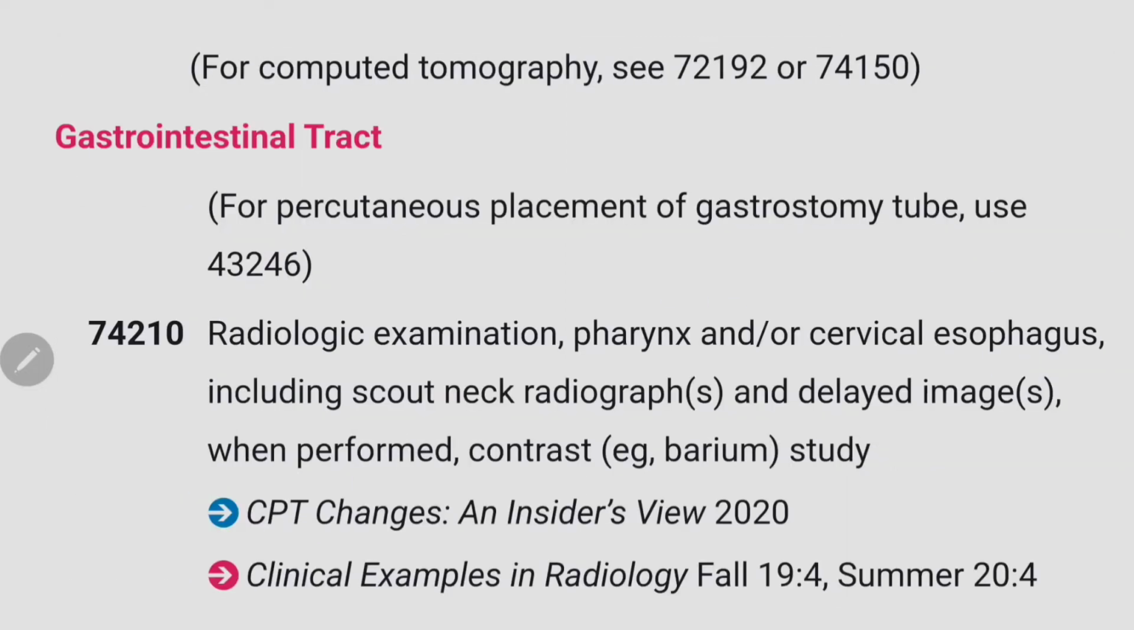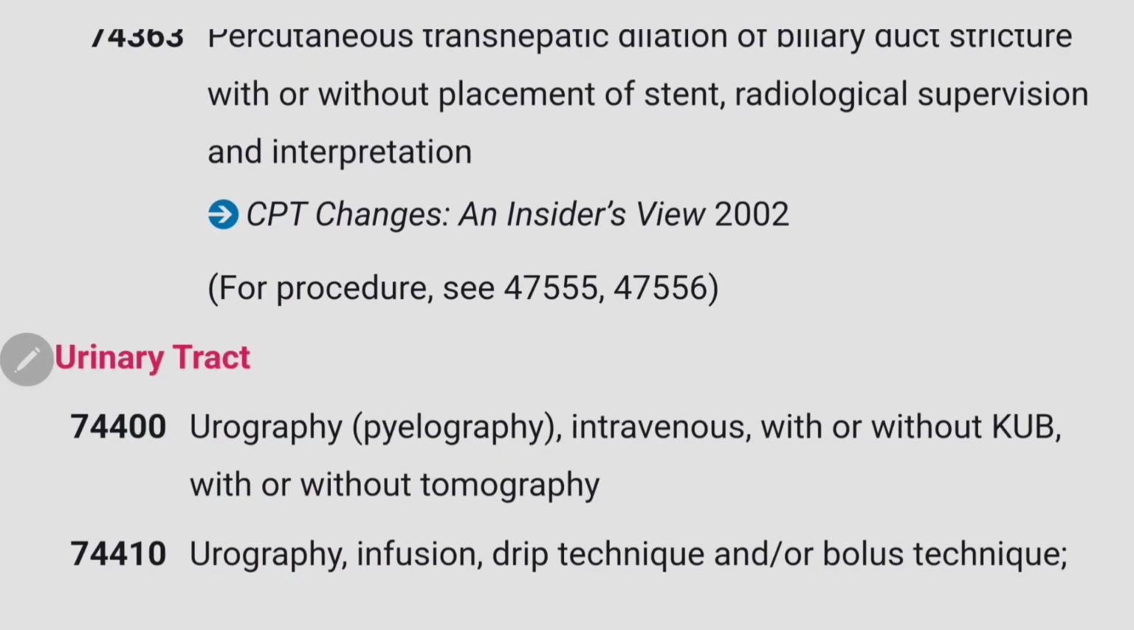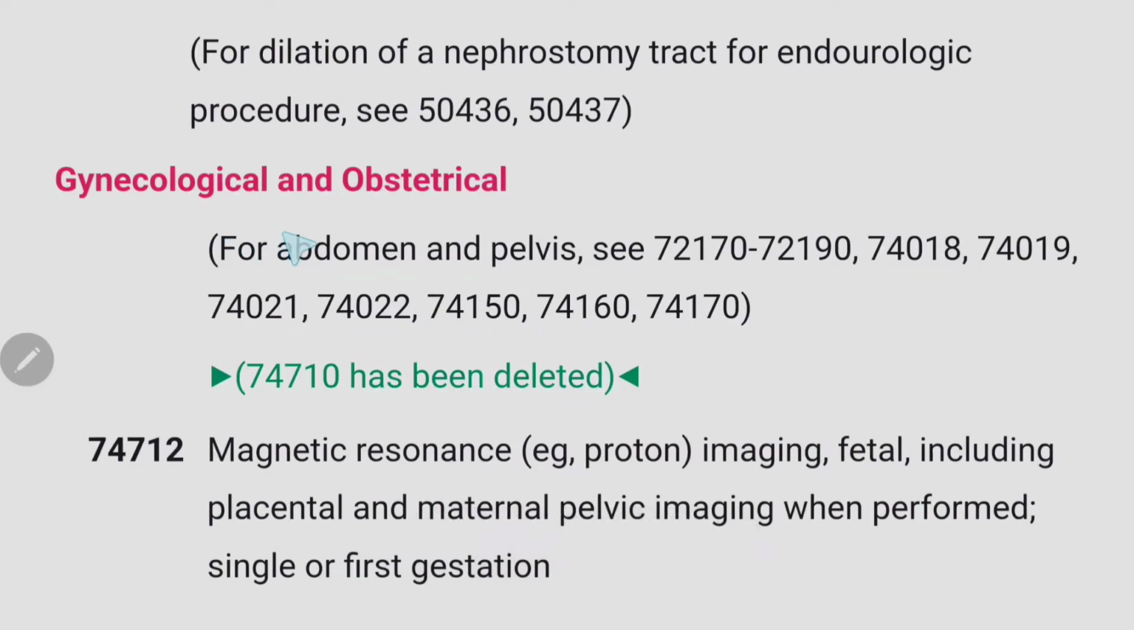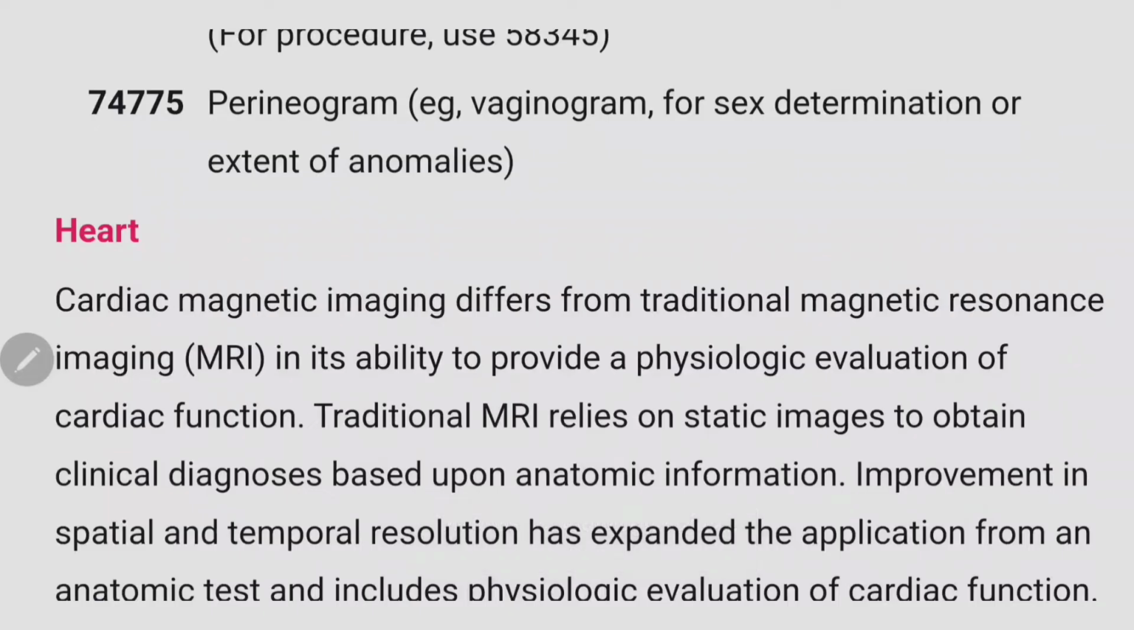You have to use these combination codes based on the scenario. So this is an important table. Mark this in your CPT manual. Next, there are Diagnostic Radiology codes for the gastrointestinal tract. After that, we have codes for the urinary tract. Then gynecological or obstetrical codes. After that, heart. Go through all the codes.